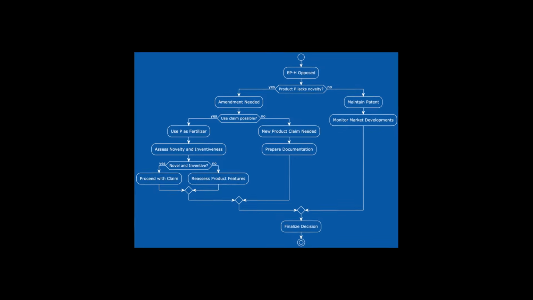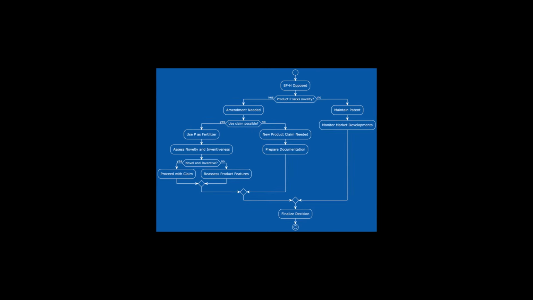Scenario: EPH was granted with a claim to product P. An opponent challenges the patent, citing prior art that discloses the same product for a different purpose. Key questions. A. How should EPH be amended for maximum protection? B. What if the patent described P for medical use instead of fertilizer?